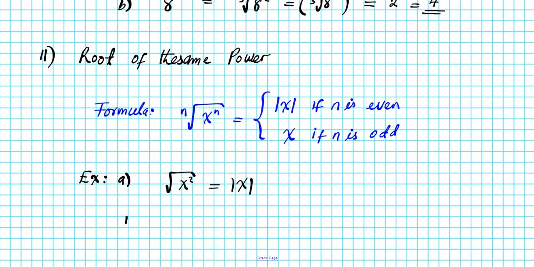Now let's take a look at a numerical example. What if you're asked to find the square root of -2 squared? Now we have an even power and an even root again, so we're still looking at the first case. If we apply the root of the same power property here, we're going to end up with the absolute value of -2. What is the absolute value of -2? The absolute value of -2 is simply 2. So there goes your final result.